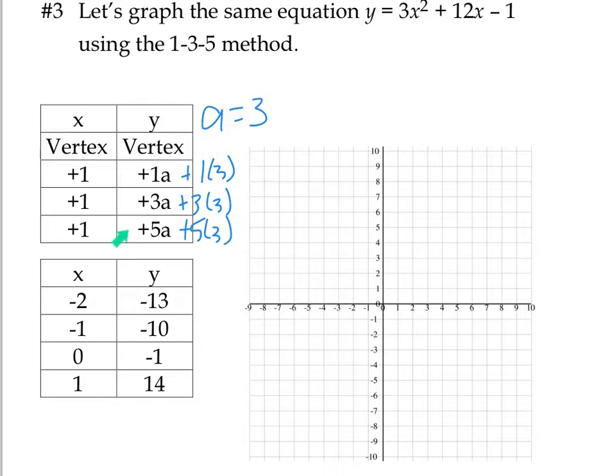And if we see how that worked, our vertex is negative 13. Then we go plus 1 times 3, so we're going to add 3. To go from here to here, we add 3. To go from here to here, we add 3 times 3, which is 9, and from here to here we add 5 times 3, which is 15. So you're always going to add 1, 3, 5 times whatever your a value is. That's why it's called the 1, 3, 5 method.